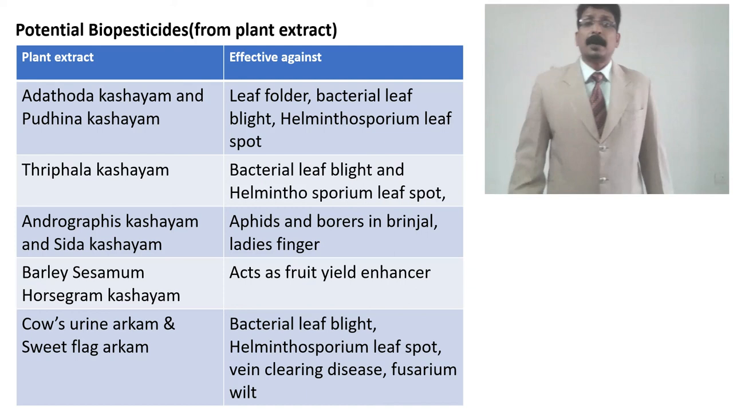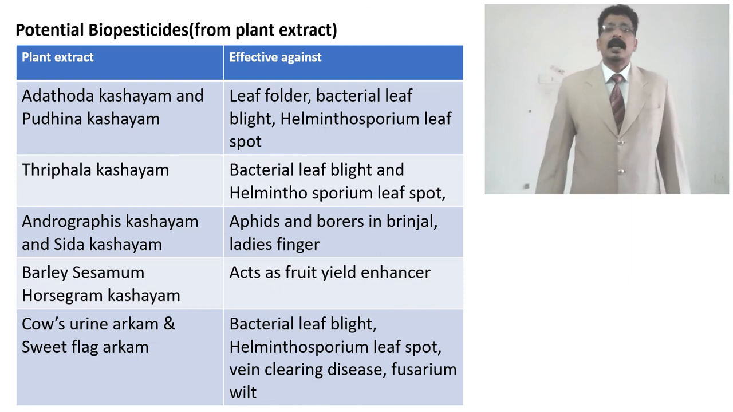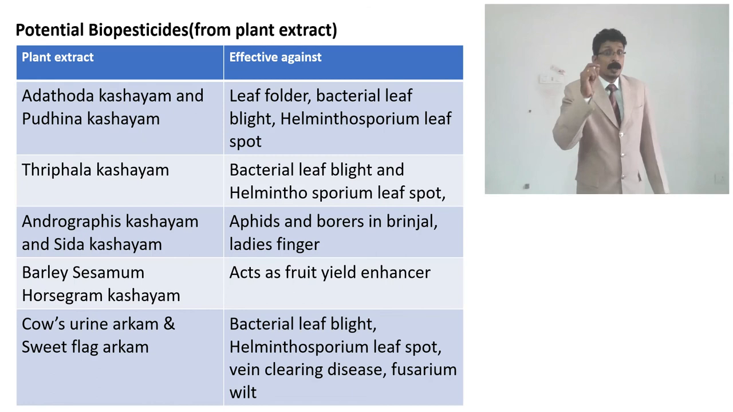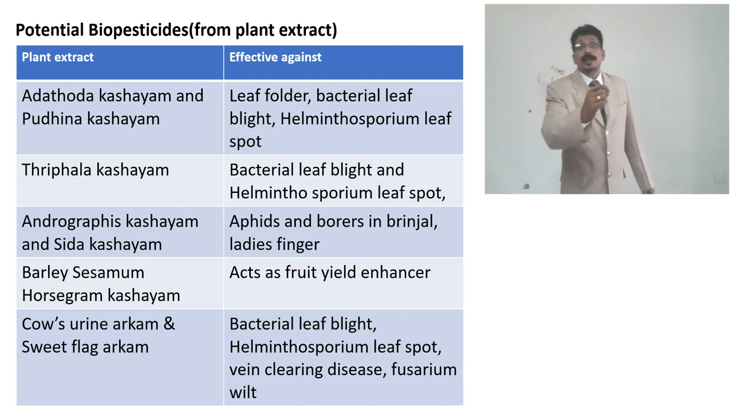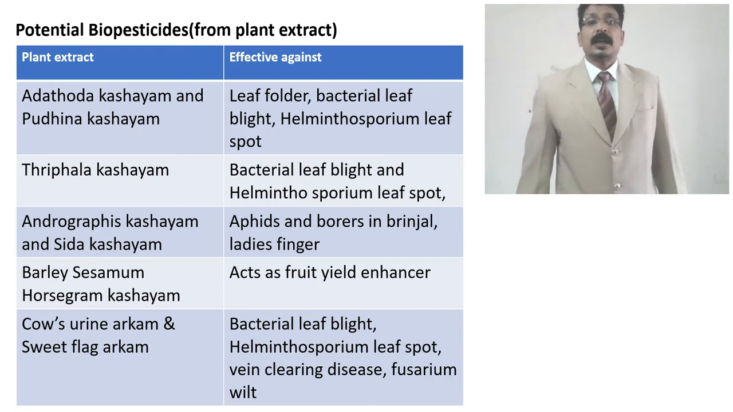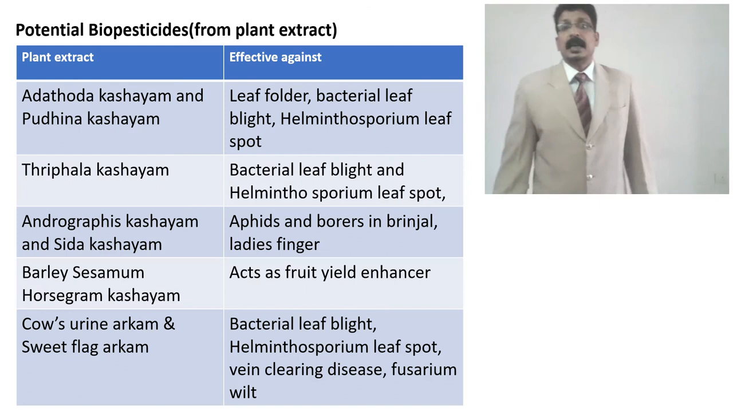And leaf folders, bacterial leaf blight, and Helminthosporium. Why am I stopping here? Because helminth means anti-helminthic. So Helminthosporium is one of the spores which causes leaf spots. Helminthosporium leaf spots can be removed by means of this Adathoda Kasayam and also Pudina Kasayam. Helminthosporium can be seen as a leaf spot on various leaves, and it damages the leaf as well as the whole plant in future.